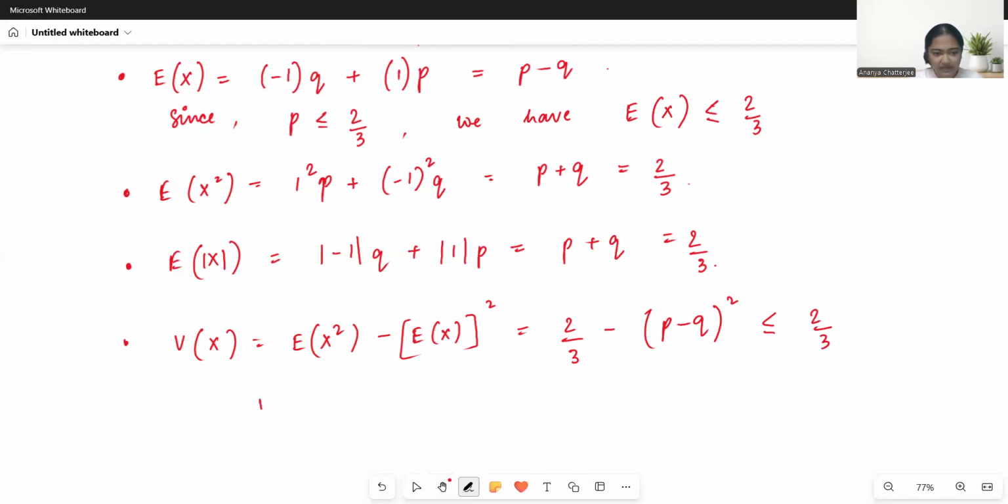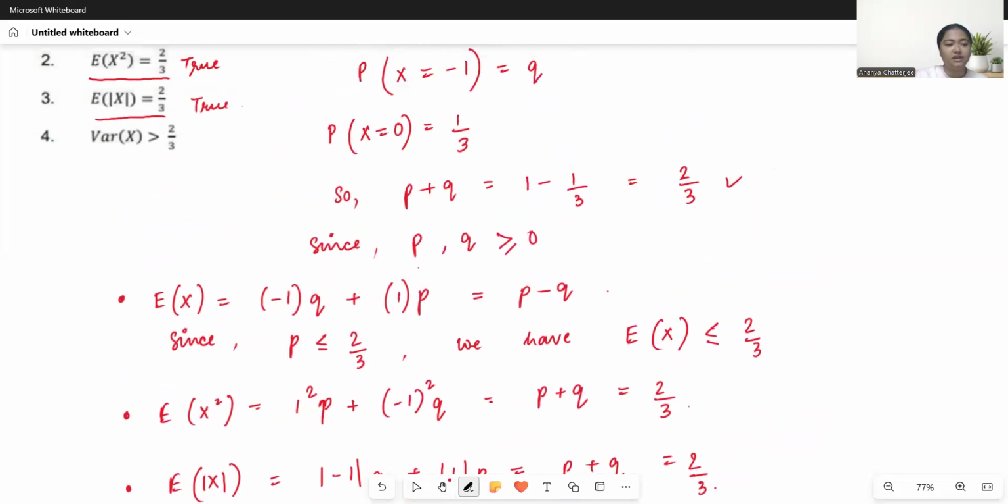So we get that variance of x is less than or equal to 2 by 3. And the option was given that variance of x is greater than 2 by 3. So this is a false statement.